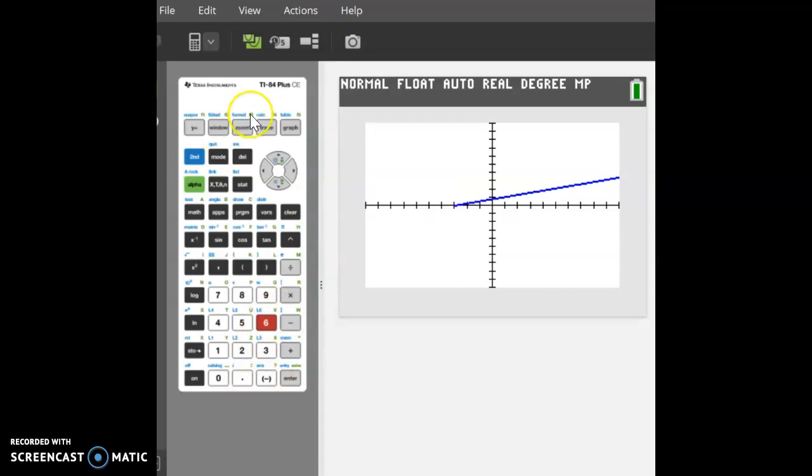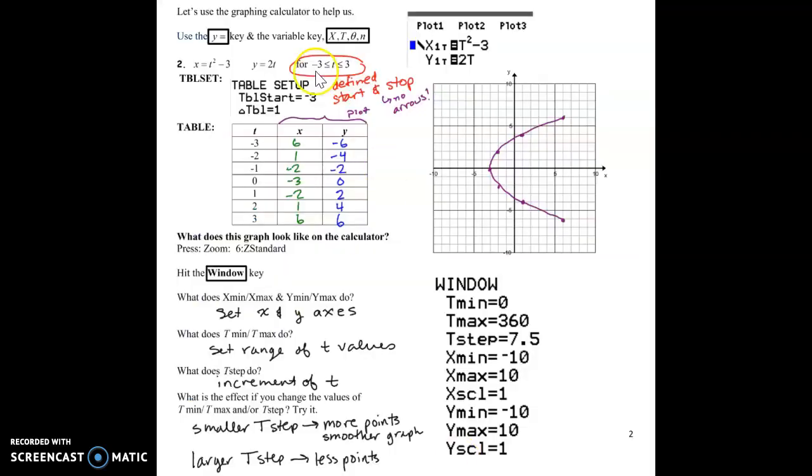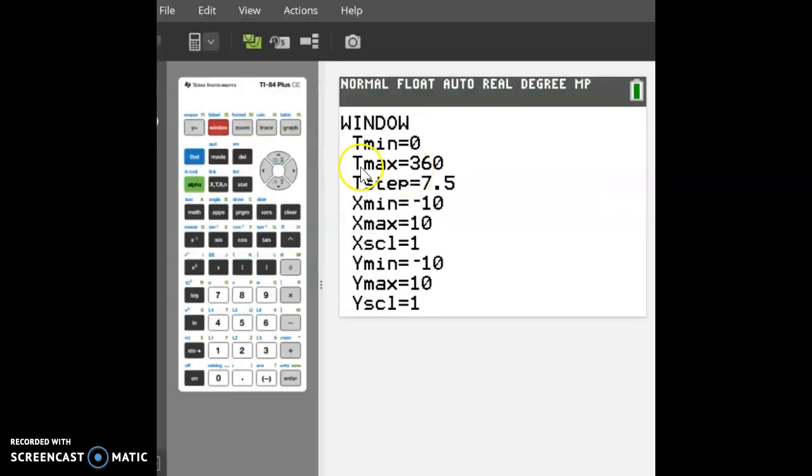So what we have to do is go to window. In the window, you notice here that it has T-min and T-max. T-min and T-max should always match whatever the interval has. If we look back at our problem, our interval said start at -3, end at 3. So when we're in our calculator, we want our T-min to be -3 and our T-max to be +3.